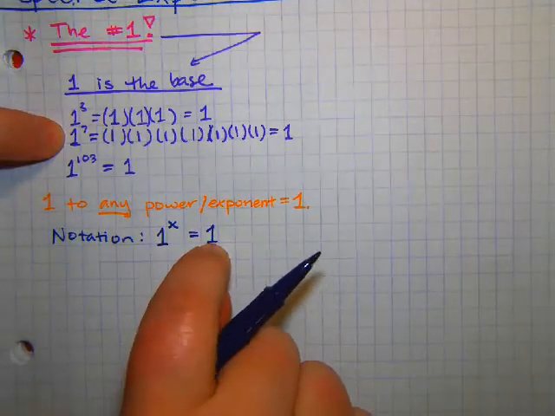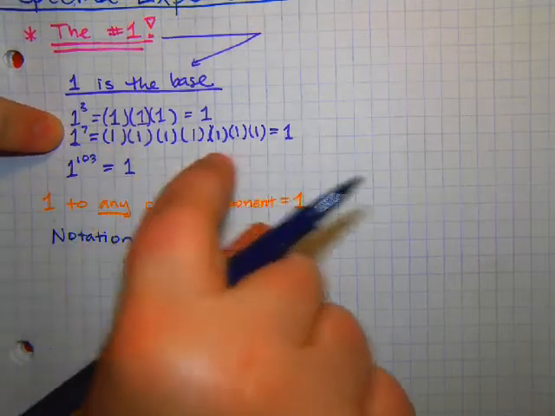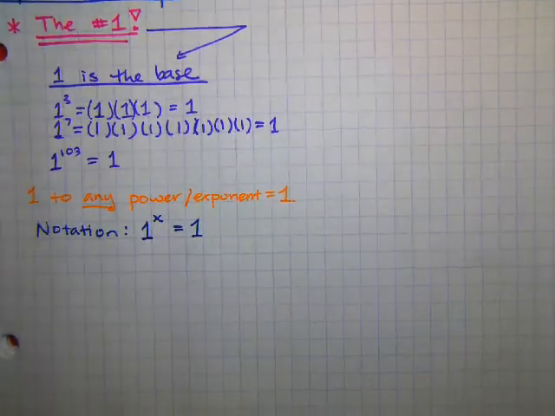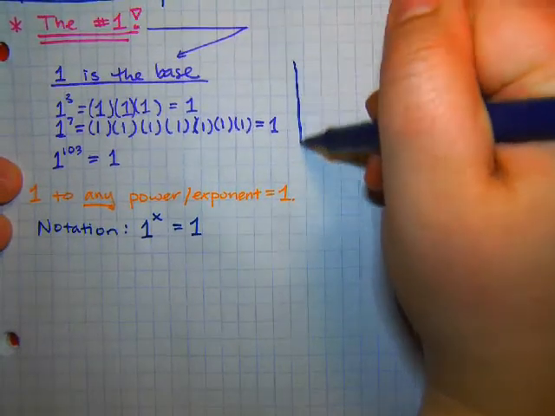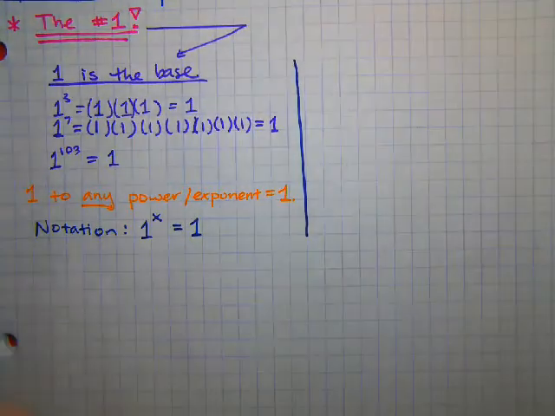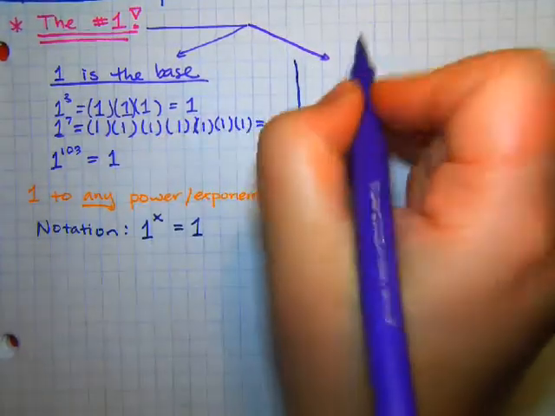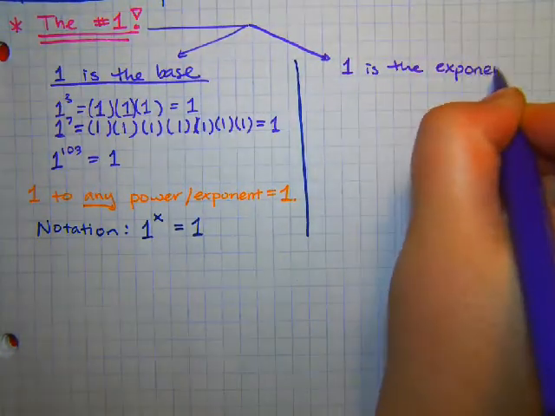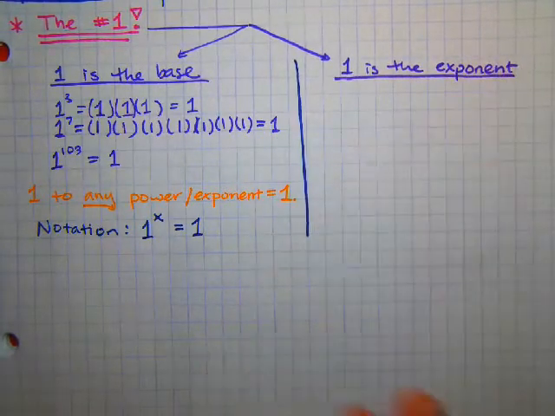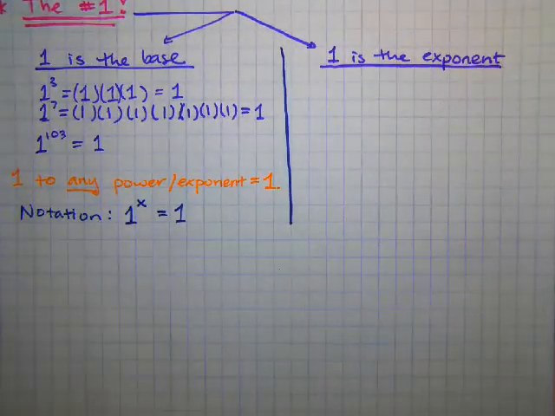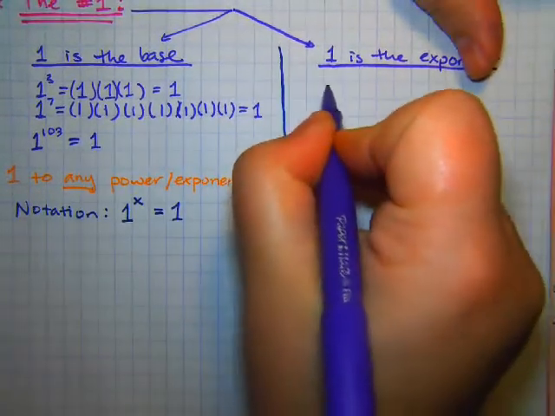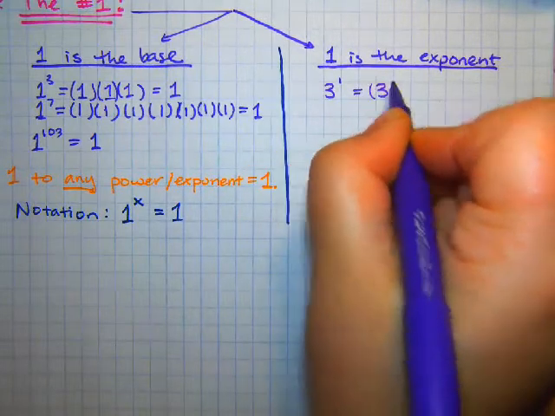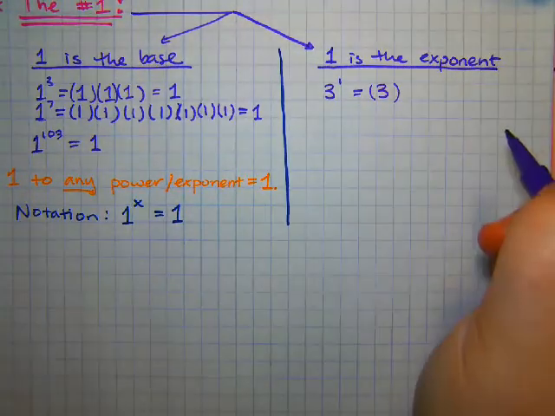When 1 is the base, it's multiplying 1 times itself a whole bunch of times, and no matter how many times you do that, you will always get 1. Now, the other option is that 1 is the exponent. If 1 is the exponent, let's see what that looks like. If I have 3 to the first power, that means I'm multiplying that number by itself once. Well, that's just 3.